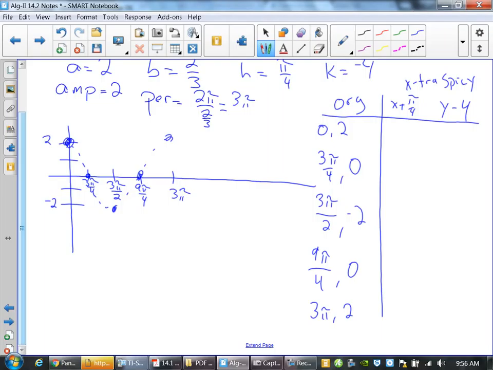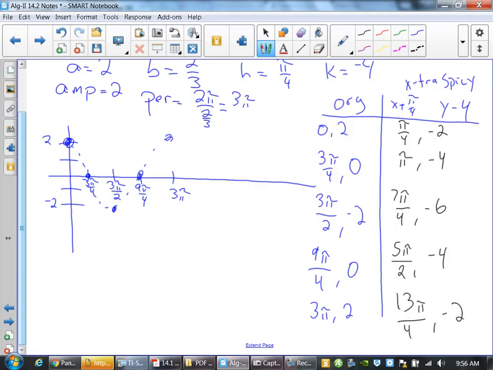So here we get pi over 4, negative 2. Pi, negative 4. 6 pi over 4, negative 6. 10 pi over 4, which is 5 pi over 2, negative 4. 3 pi over 4 would be, and negative 2.